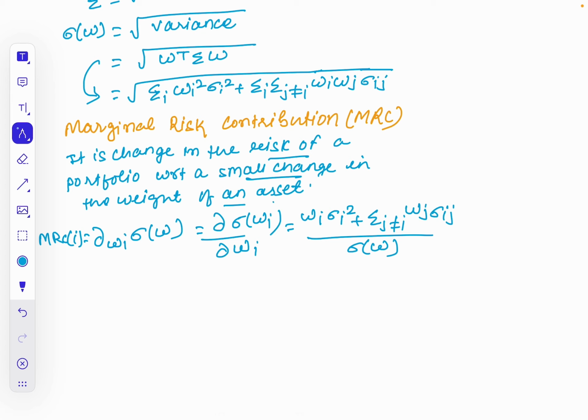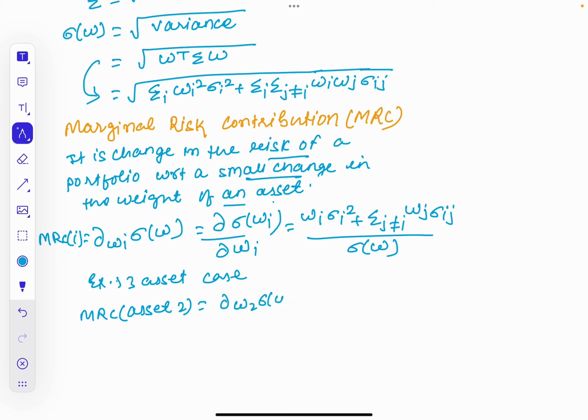Let us try to see a 3 asset case. For a 3 asset case, what would be the marginal risk contribution of asset 2, for example? It will be defined as the derivative with respect to w2 of sigma omega. Here i is 2. So the first term would be omega 2 square sigma 2 square, right? And then the summation for all j not equal to i. So we are writing for asset 2.